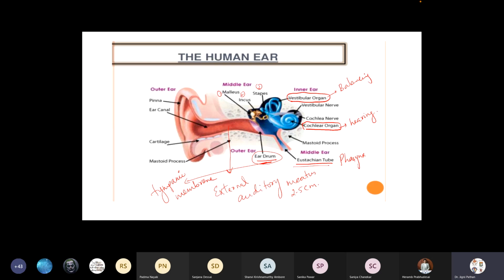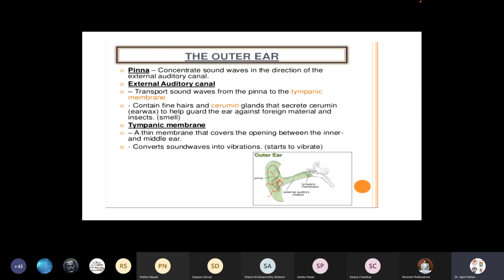Now, the outer ear is the pinna. The pinna concentrates sound waves in the direction of the external auditory canal. The main function of the pinna is to collect the sounds and direct them to the external auditory canal. You know which is the external auditory canal. This transports sound waves from the pinna to the tympanic membrane, that is the eardrum.